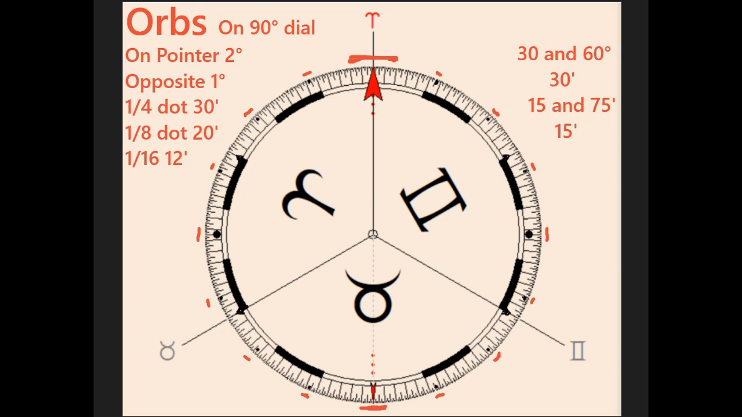The orbs on the 90-degree dial and the dots on the 90-degree dial are very commonly used in the American Uranian system. Some people seem to prefer numbered dials. This seems the most powerful to me, and what we have here is areas in the chart which will be related to the pointer, wherever the pointer is pointing at.